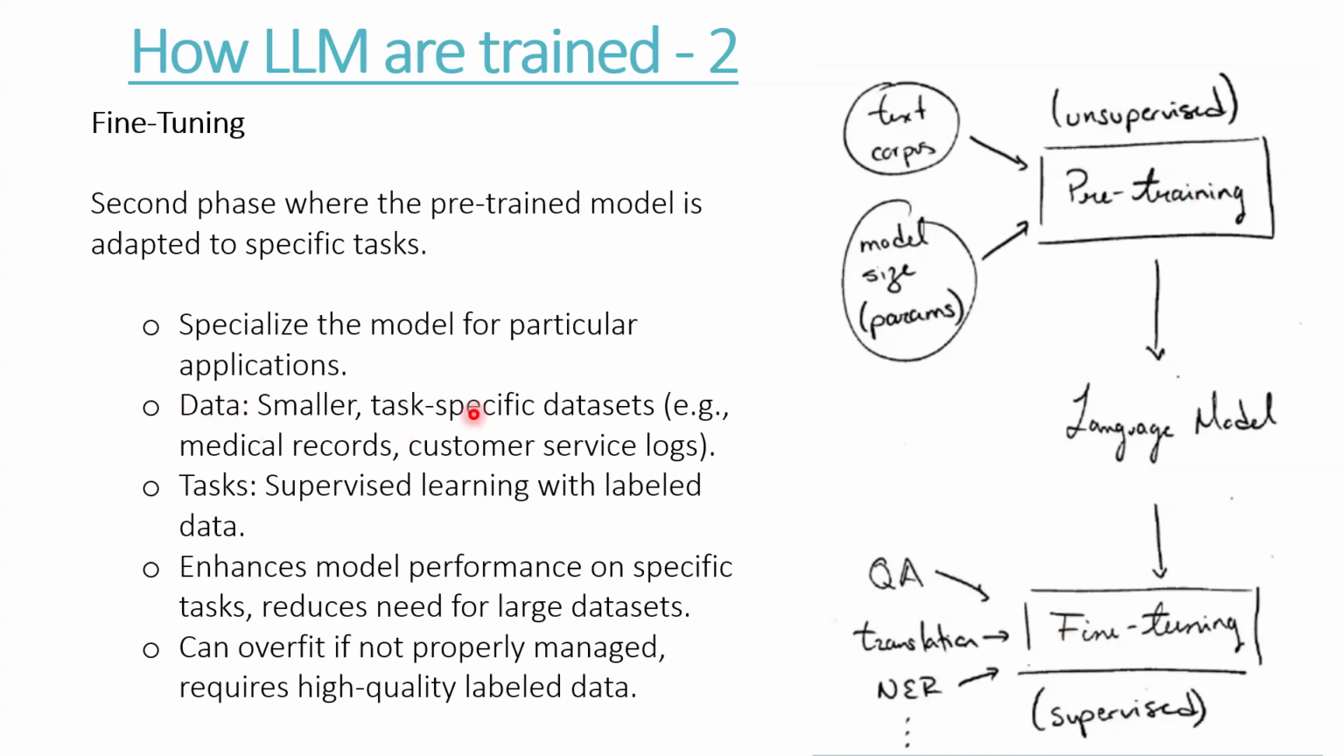So smaller task specific data set, medical records, supervised learning with the labeled data, enhances model performance on a specific task, reduces need for large data sets, can overfit if not properly managed, requires high quality labeled data. I hope that helped.